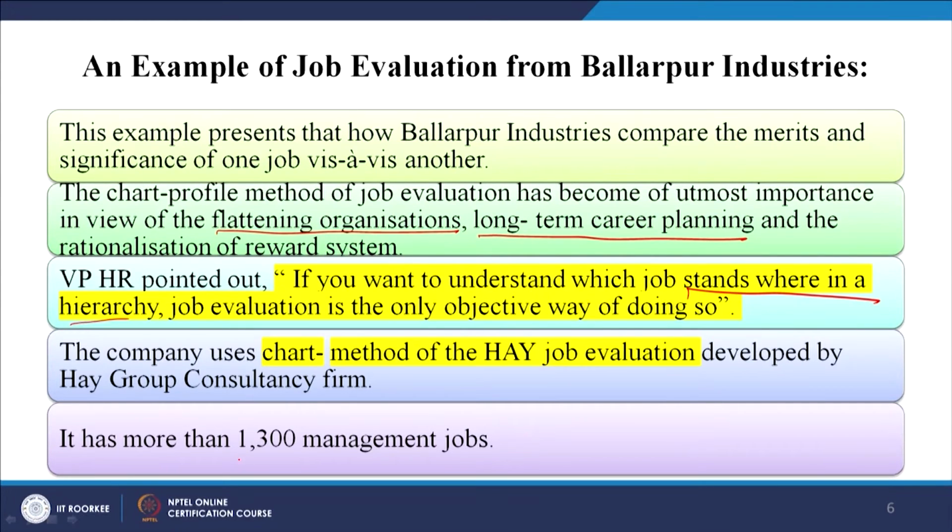This Ballarpur industries has more than 1300 management jobs. If so many jobs are there, then definitely it becomes important how you are classifying those jobs, how you are making the reward system for each and every job, and how you are creating the knowledge, skill and ownership for that particular job, and that is only possible with the help of job evaluation.